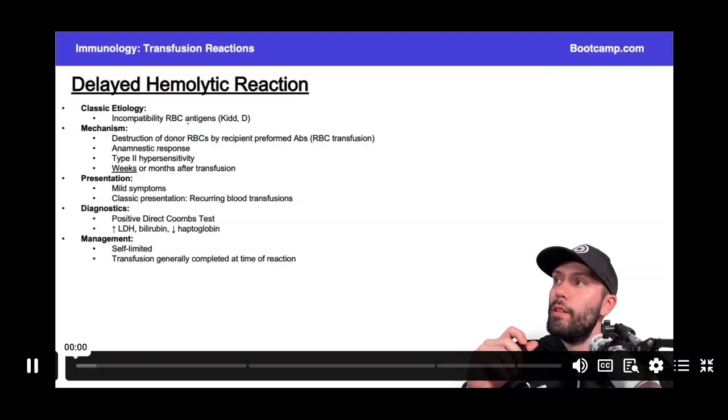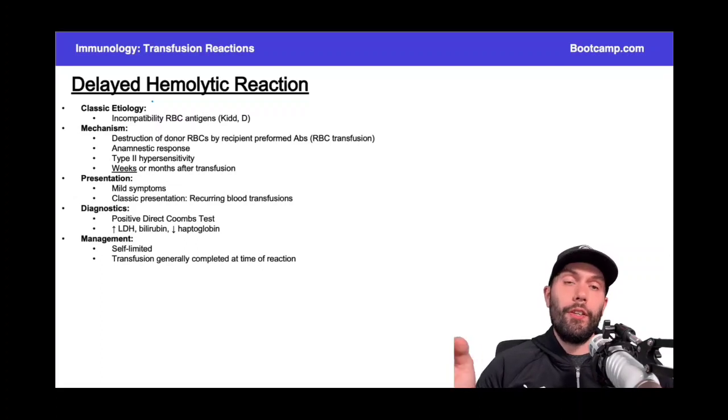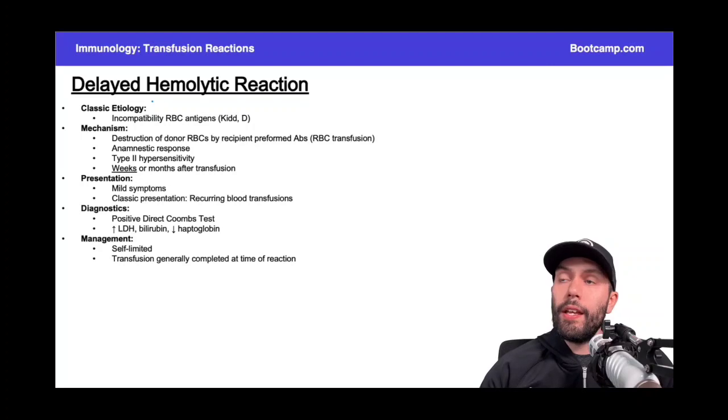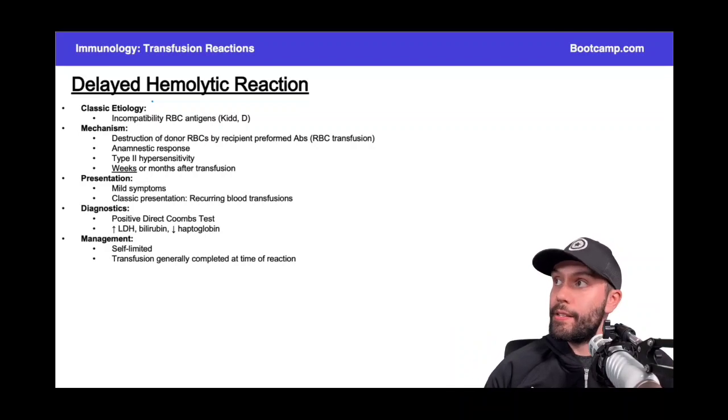Now, when we're talking about the delayed hemolytic reaction, one way to think about it is that it's going to present very similarly to the acute hemolytic reaction, in the sense that the mechanism in many ways is the same with some slight variation. The classic thing that's going to help you distinguish these two is really going to be the timeline and the severity of disease. Okay, so let me explain a little bit.